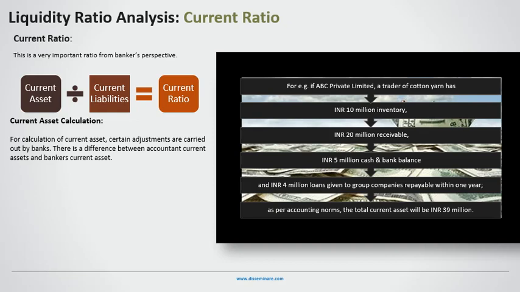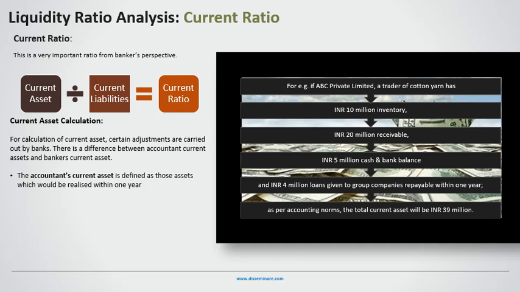For the calculation of current assets, certain adjustments are carried out by banks. There is a difference between an accountant's current assets calculation and the banker's current asset calculation. The accountant's current asset is defined as those assets which would be realized within 1 year. In the example of ABC Limited, as per accounting norms, the total current asset will be 39 million rupees.